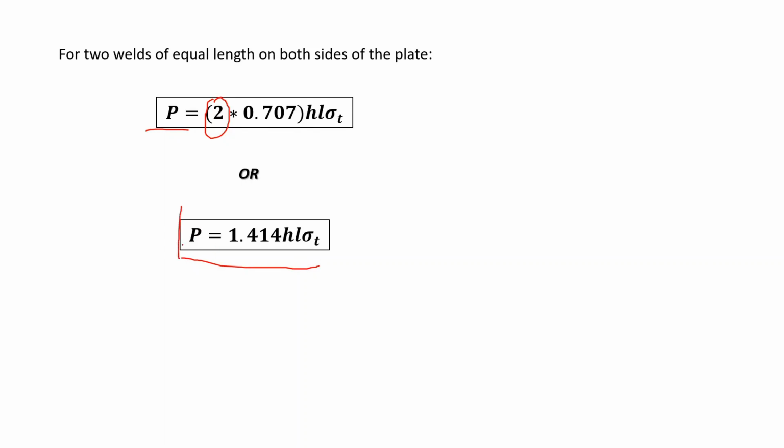So the strength of the double transverse fillet weld is given by this equation, which is equal to 1.414 times H times L times sigma T, where sigma T is the permissible tensile stress, and the strength of the double parallel fillet weld is given by 1.414 times H times L times tau, where tau is the permissible shear stress of the weld material.